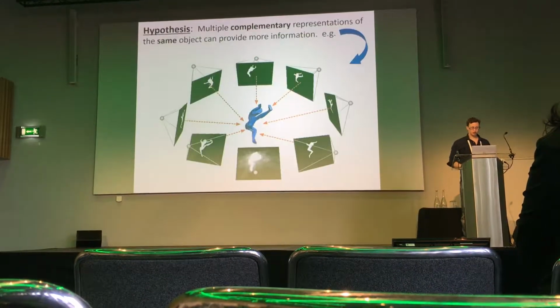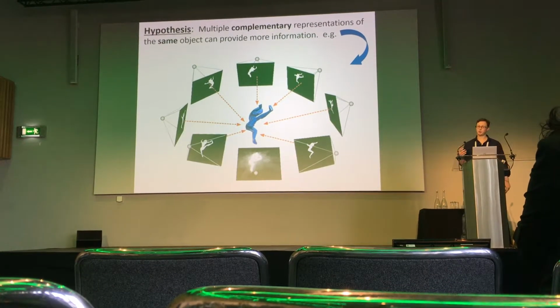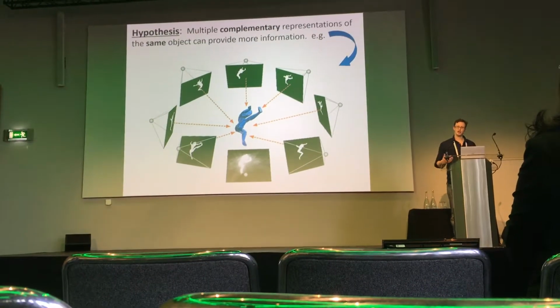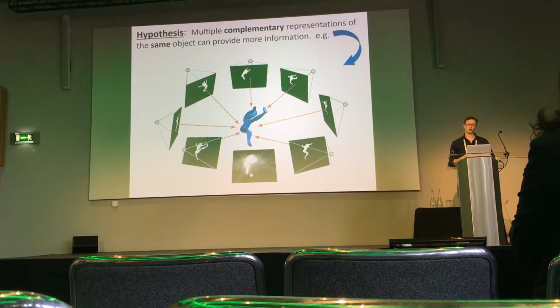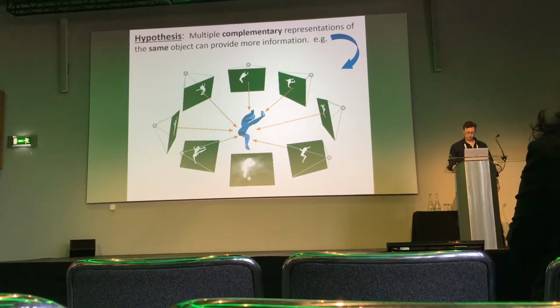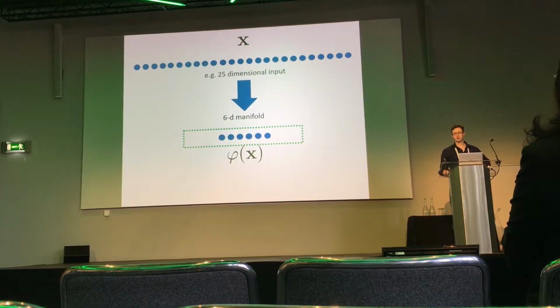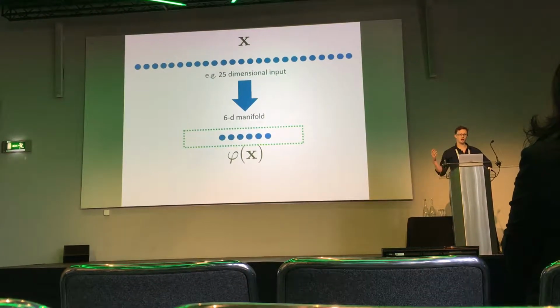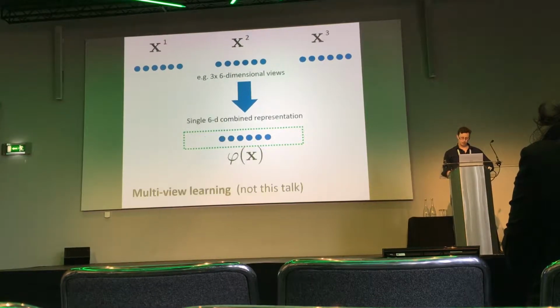Now, in this talk, we're going to do something a bit different, another form of dimensionality reduction, where we employ modular dimensionality reduction. The underlying hypothesis here is that multiple complementary representations of the same object can often provide more information than a single low-dimensional representation. So this is our underlying hypothesis. So what do we want to do? Usually in dimensionality reduction, you have some mapping from a high-dimensional feature space to a low-dimensional space. But here we want to perform multiple low-dimensional mappings to lower-dimensional subspaces.